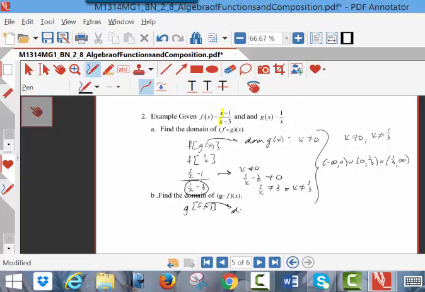Okay, the domain of f of x is that x cannot be what? Look up here. In the denominator, what would make that denominator equal 0? 3. X cannot be 3. There's one exclusion already from our answer. Okay, so this becomes g of x minus 1 over x minus 3.